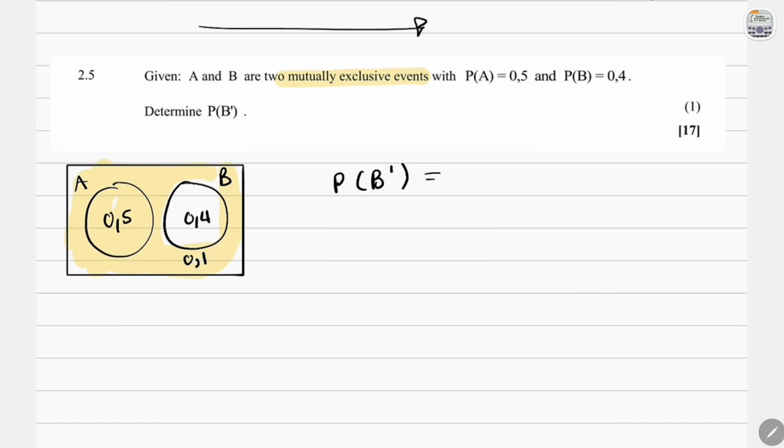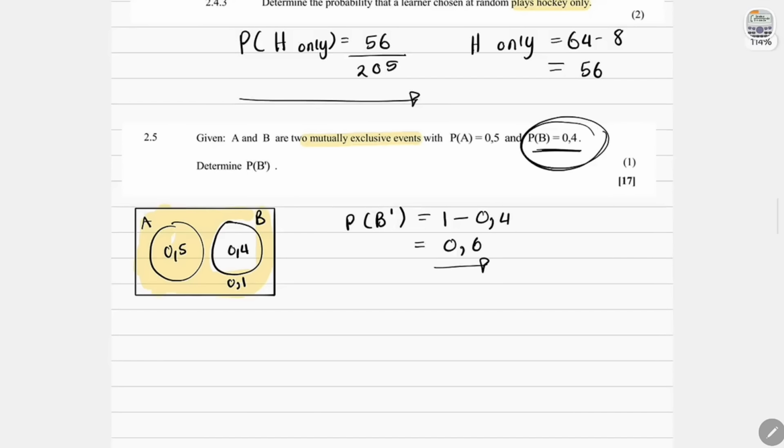Or the way that you should actually use, if you didn't need to draw anything, is simply by saying everything else in the Venn diagram would add up to 1. That's 100%. Everything would add up to a decimal of 1. So you would say 1 minus the probability of B, and that would give you everything that is not B. So that is minus 0.4, and so this is equal to 0.6. And so that is our answer, and that is it for question 2.